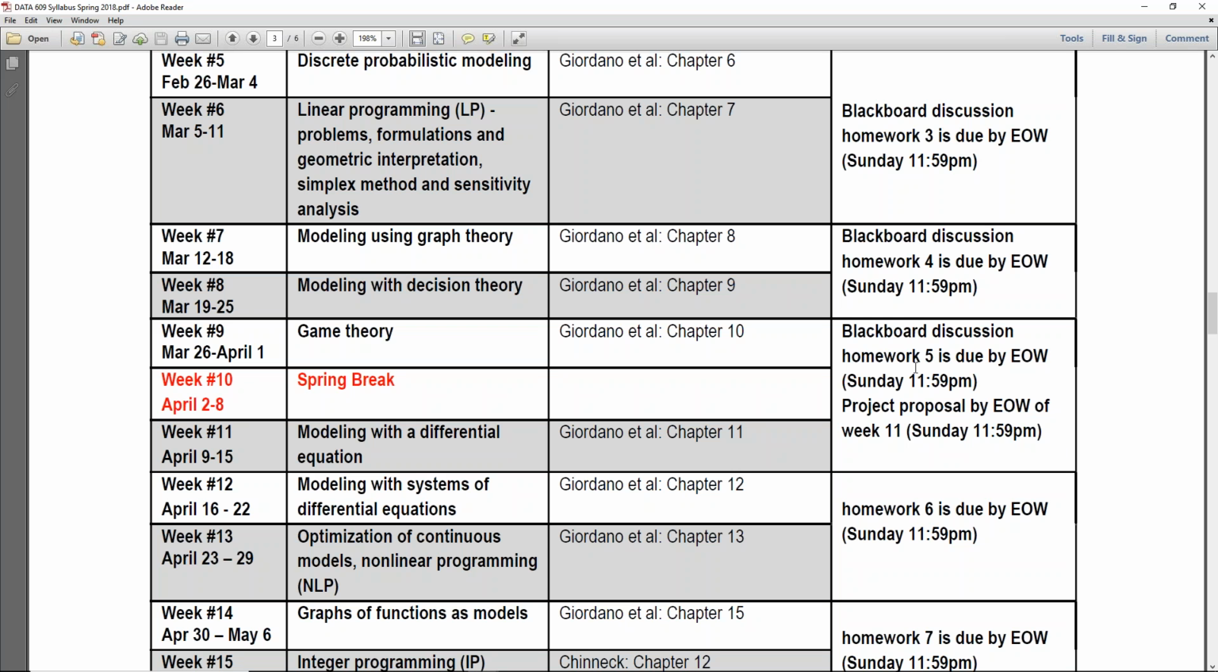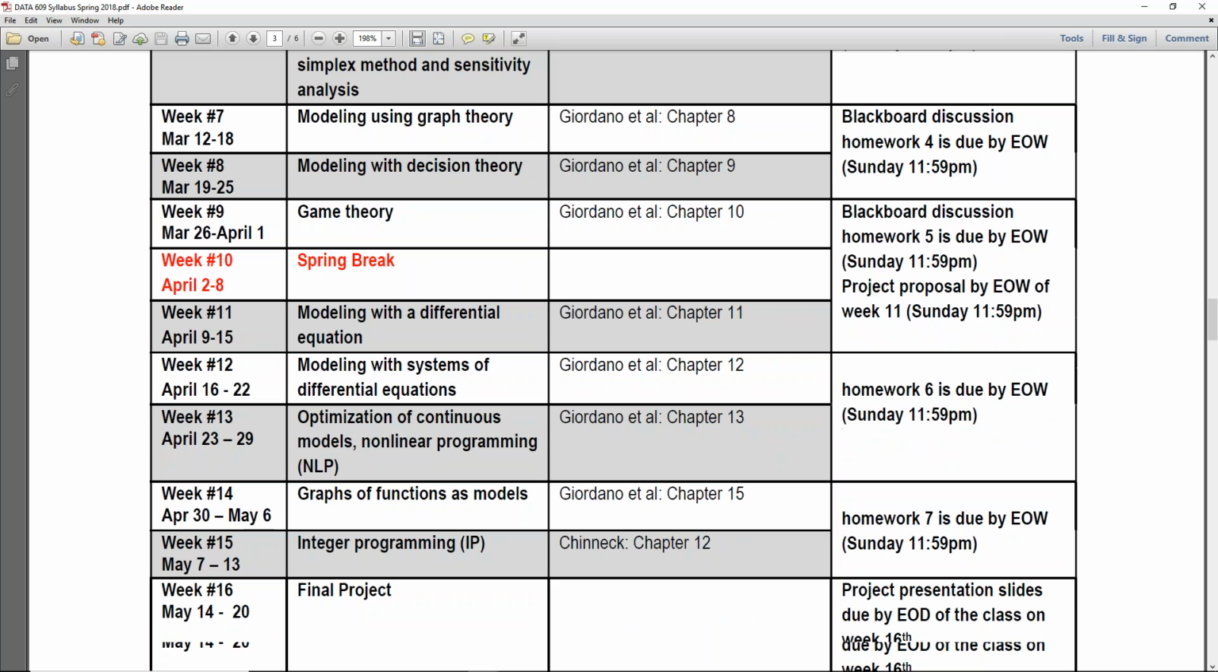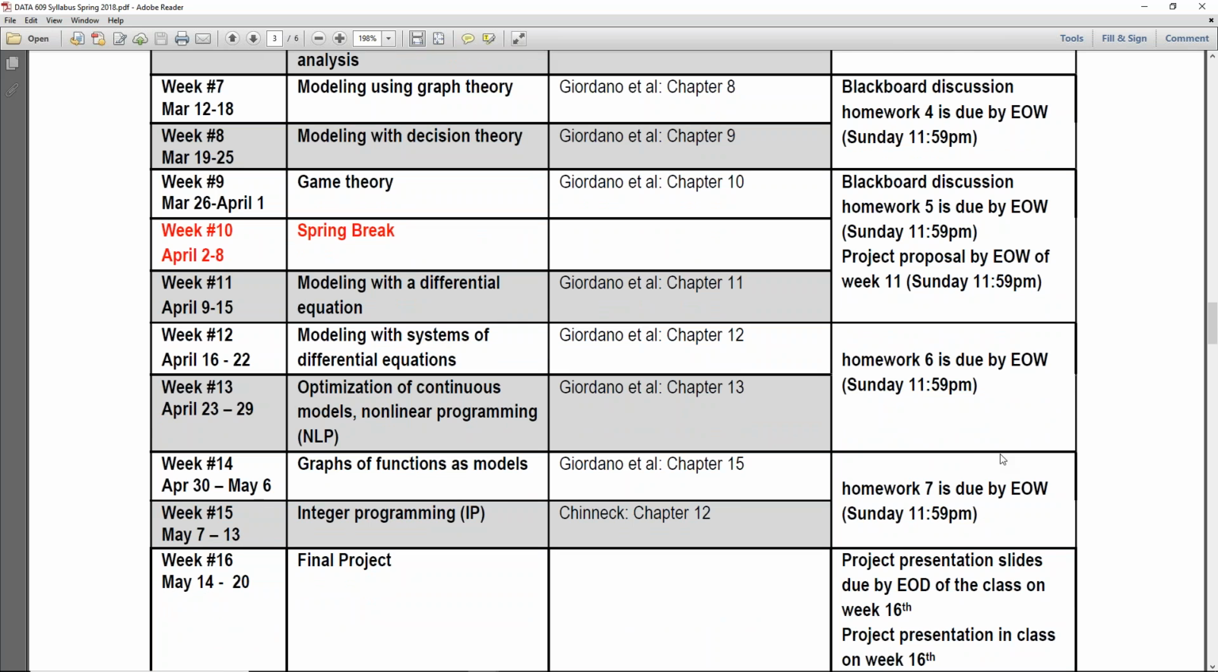Just note that homework 5 is due by the end of week 11, and also the project proposal is due by the end of week 11. The project proposal itself, I'm going to discuss in further detail shortly after this, and then you will understand what that is. And then we have homeworks 6 and 7 due right after, in week 13 and week 15.